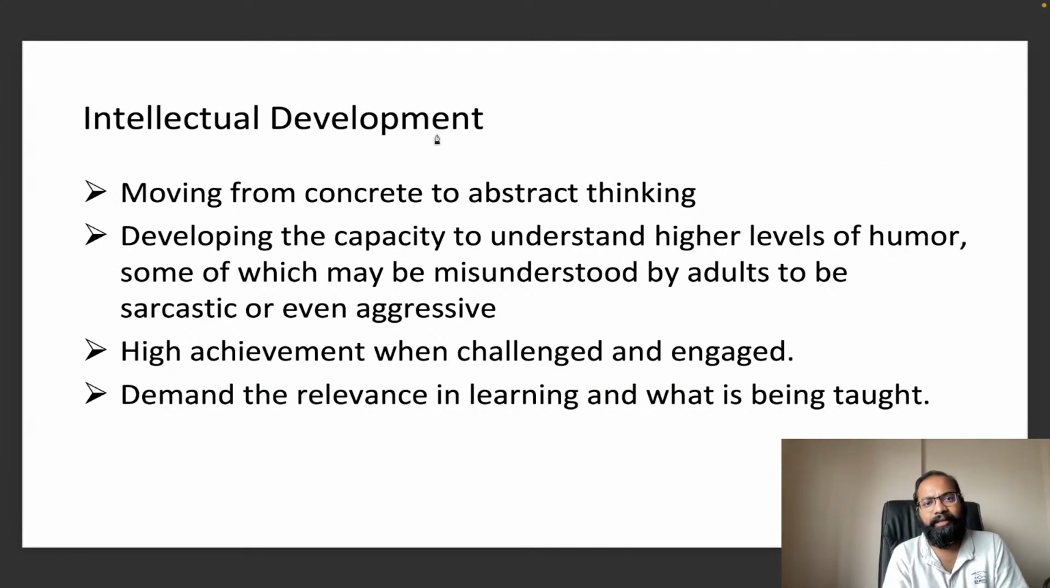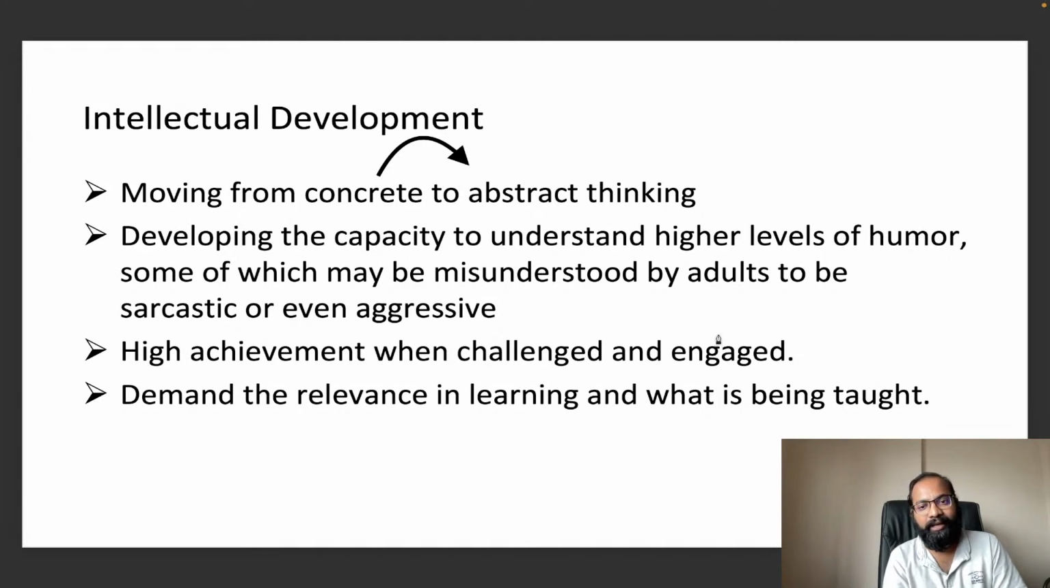Intellectual development means they will move from concrete to abstract thinking. Concrete means rote learning. Abstract means conceptual learning. So it is a stage of moving from rote learning to conceptual learning, and developing the capacity to understand high levels of humor and high-level subjects. All these things they will slowly start understanding, and which may be misunderstood by adults as sarcastic or even aggressive. Sometimes the misunderstandings in the adolescence age will be more, right?